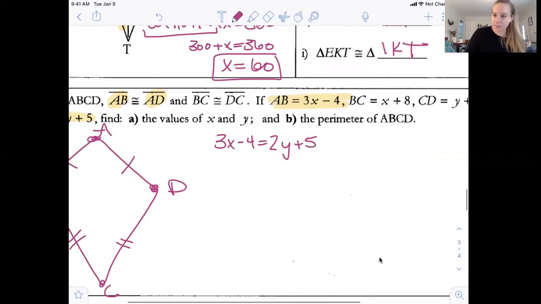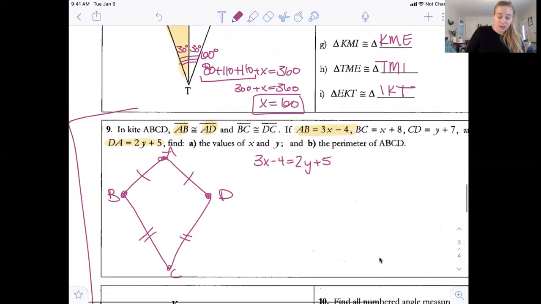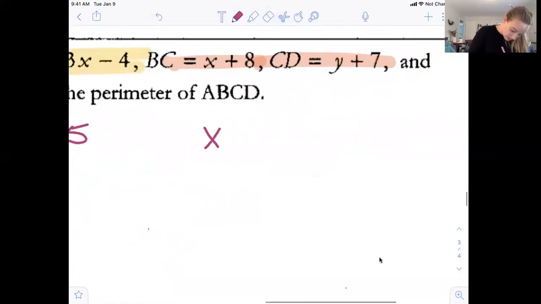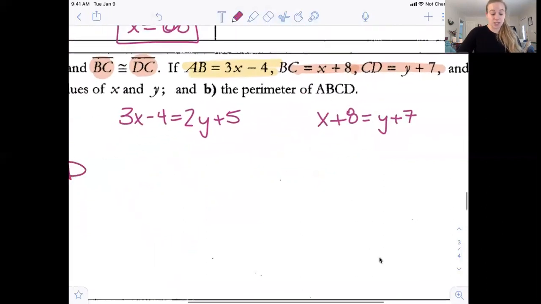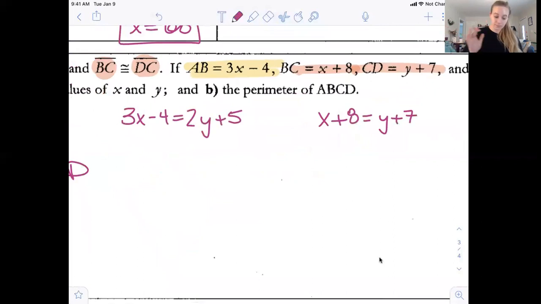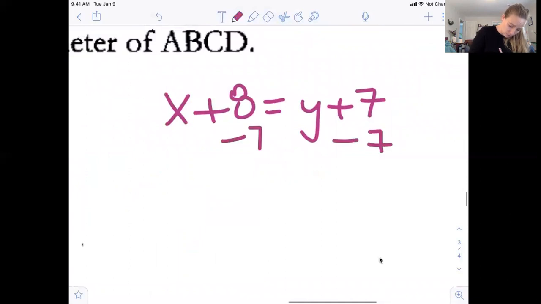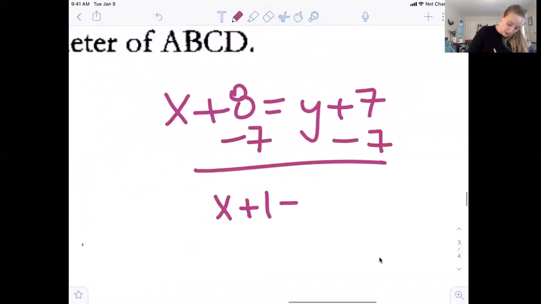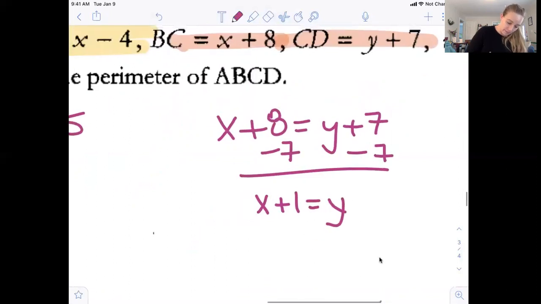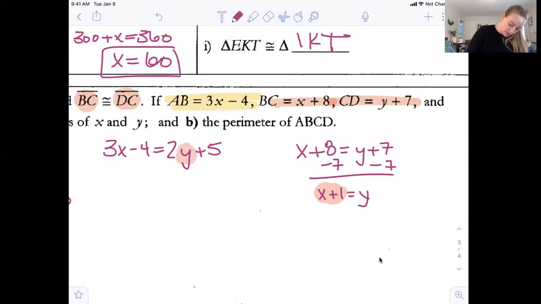Oh shoot, that's disappointing because I can't solve that right now. But I also know that BC is congruent to DC, so BC is 8 plus x, and CD is y plus 7. This is one of our classic substitutions. So you can solve for anything. I usually like to solve for y. I don't know if that's something I was taught a while ago, but I'm going to solve for y. And I'm going to get x plus 1 equals y. Okay. That gets plugged in for my y over here.